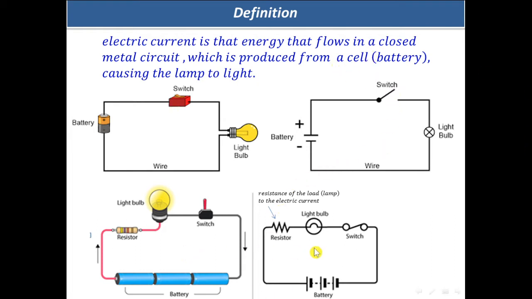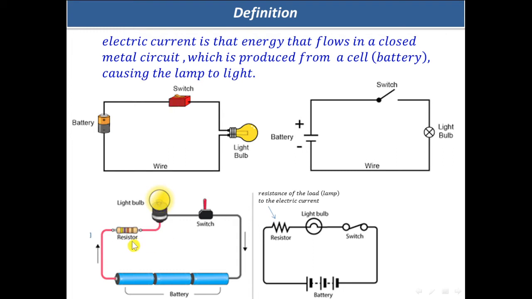This is also the same circuit, but here we have three sources. That means we have more current because we add them together. For example, if this one is 1.5, then this one is plus 1.5, plus 1.5, which makes 4.5. So we have more electric current, and the light bulb will be lit more also.